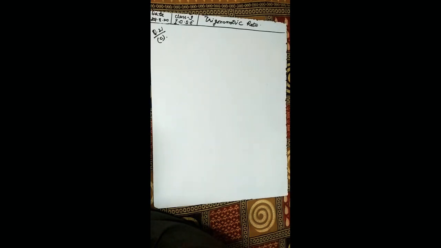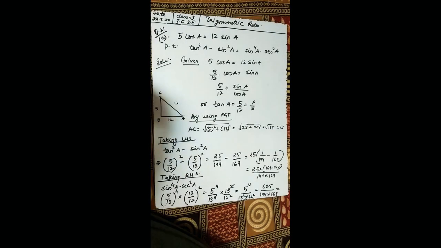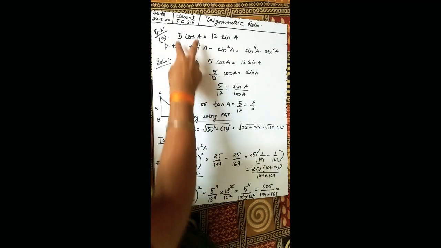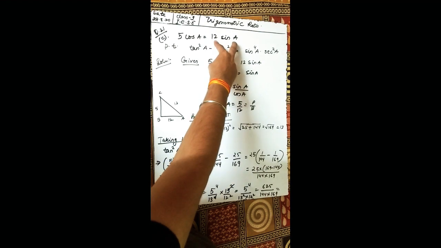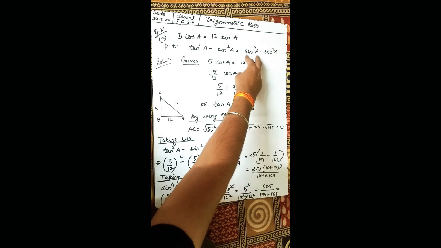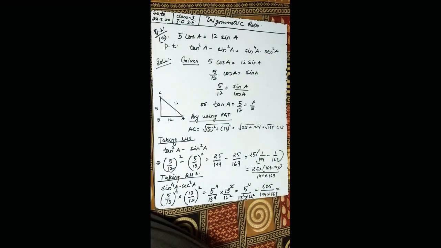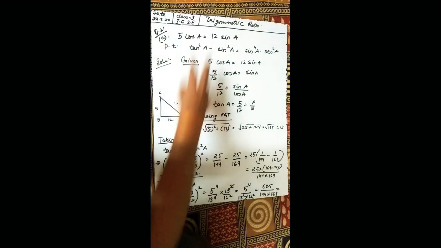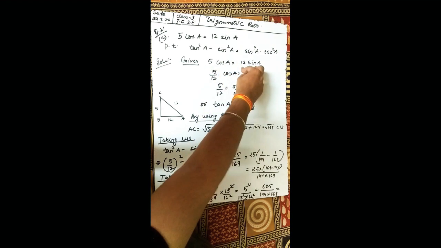Okay, let us try to understand this question. You are given 5 cos A equal to 12 sin A, and we have to prove that tan square A minus sin square A is equal to sin to the power 4A into sec square A. So let us take the given part, 5 cos A equal to 12 sin A.